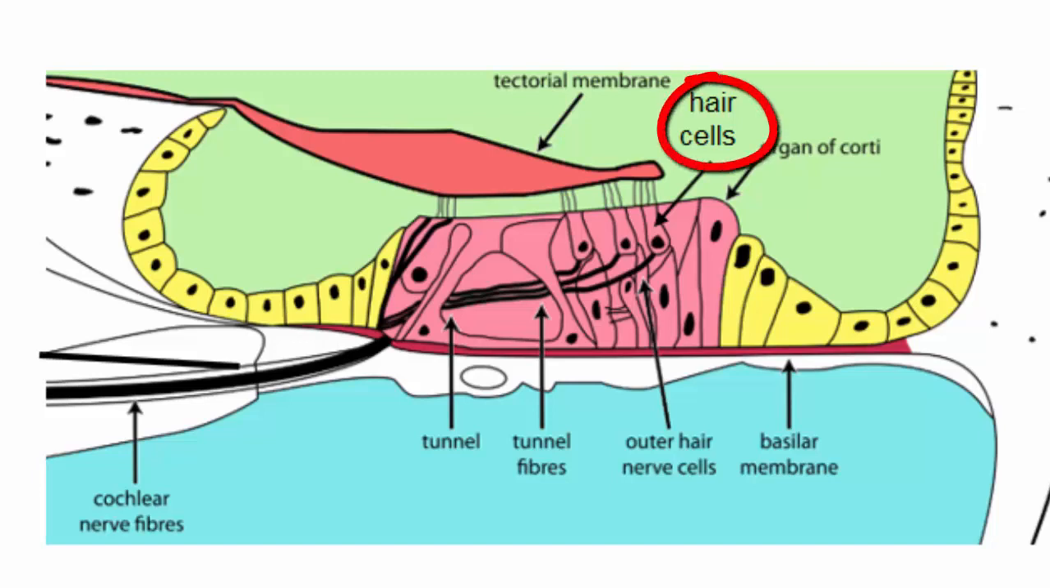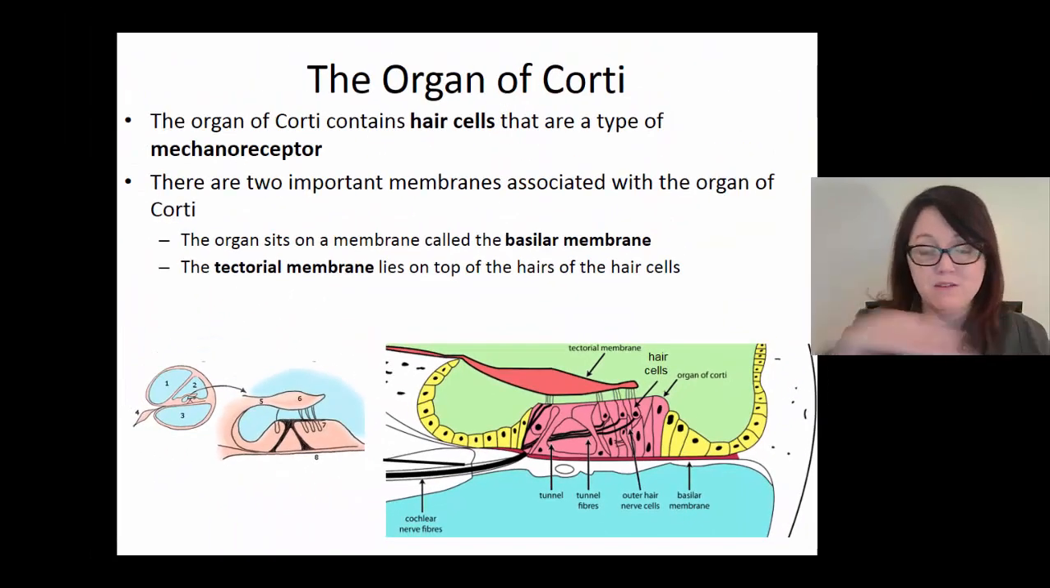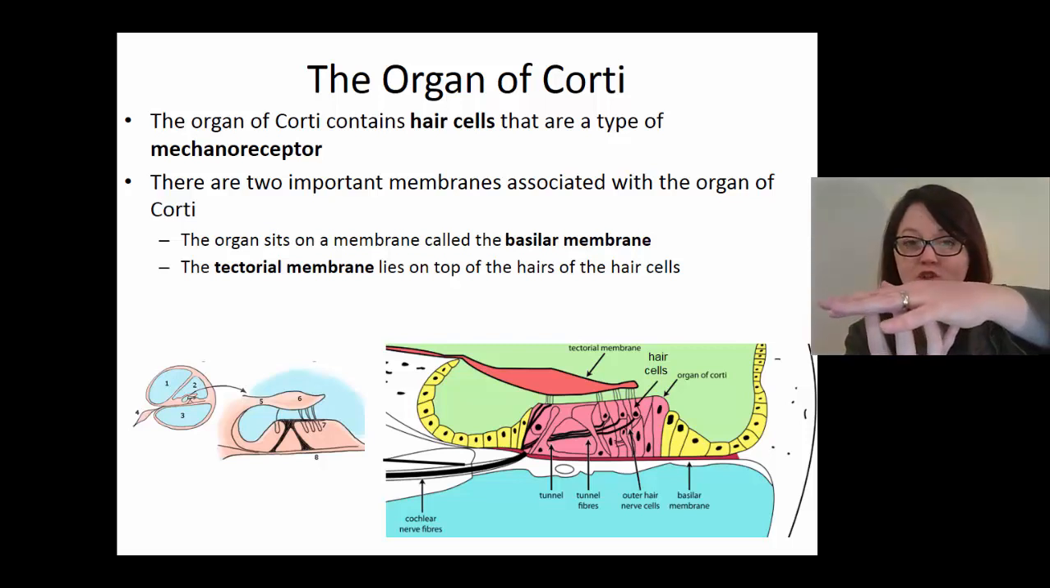So these hair cells are embedded in the organ of Corti. Below them, we find a membrane called the basilar membrane, and above them, we find a membrane called the tectorial membrane. So the basilar membrane is the base of the organ of Corti that the hair cells sit on, whereas the tectorial membrane is sort of the roof here, and the hairs on the hair cells are touching the tectorial membrane. Okay?